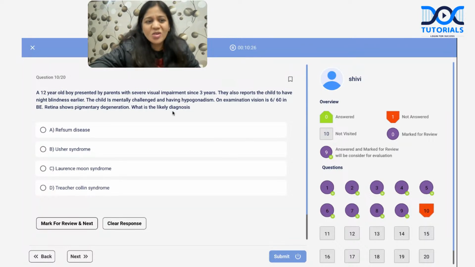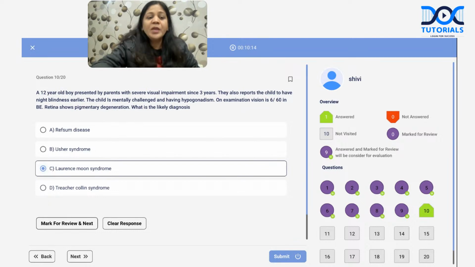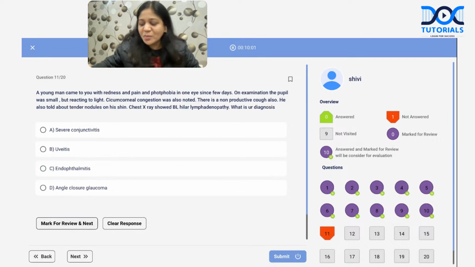On examination now, the vision is also less, and there are pigmentary degenerative changes also. So this is definitely retinitis pigmentosa. And in which condition do we see mental challenge or hypogonadism? This is nothing but Laurence-Moon-Bardet-Biedl syndrome, because in Usher's I know there is deafness, in Refsum's there is a polyneuropathy, and in Treacher Collins syndrome we don't have retinitis pigmentosa, isn't it? So this is surely Laurence-Moon-Bardet-Biedl syndrome.